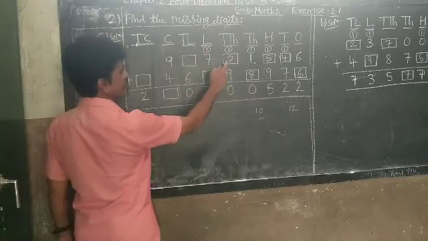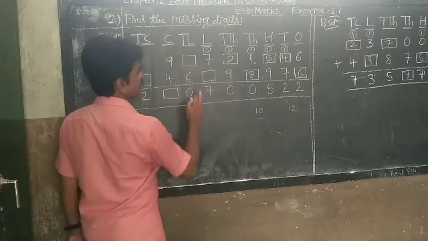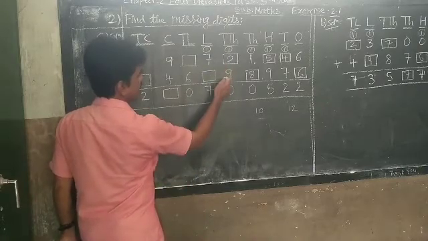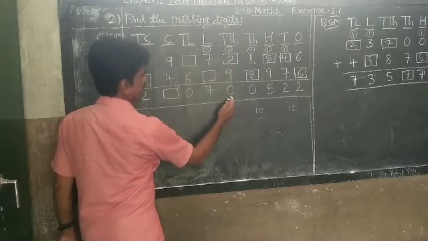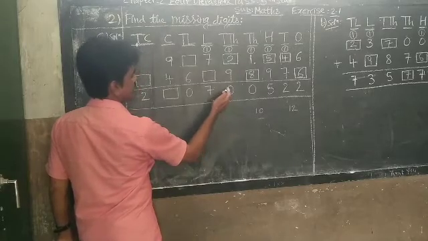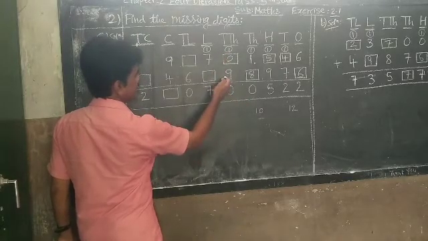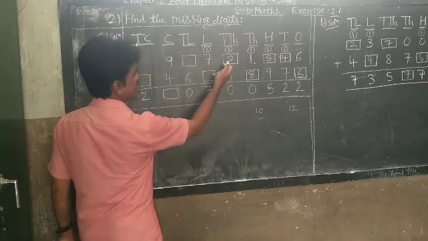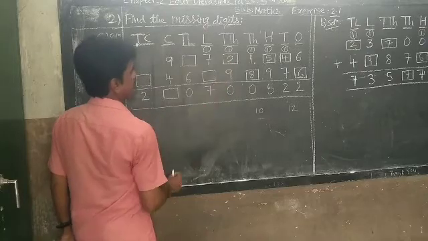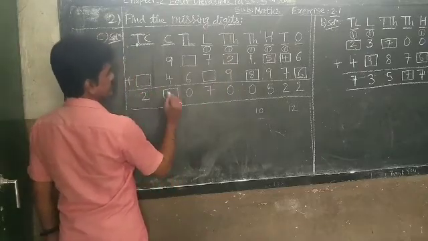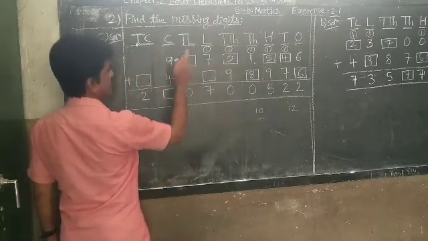Understood? Why did this 0 come? Because 1 plus 9, 10. 10 means 0 here coming. Already they have written 0 here. So 1 plus 9, 10 means 0 here, so there is no need to write any number here. So you have to put 0. Understood? Next, 10 means 0 here, 1 carry.